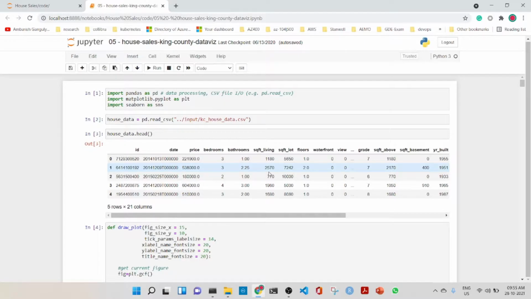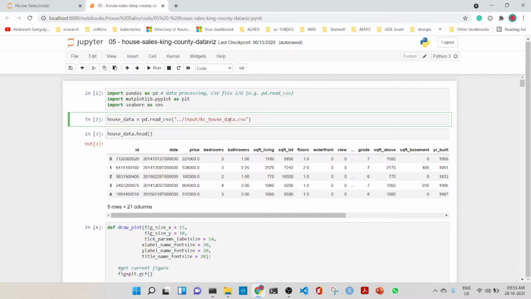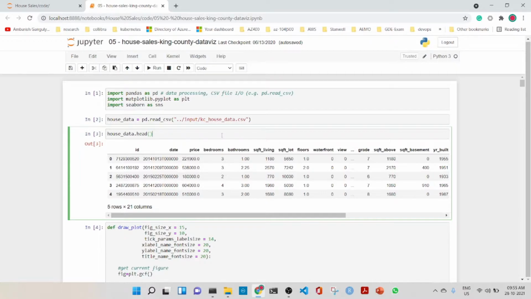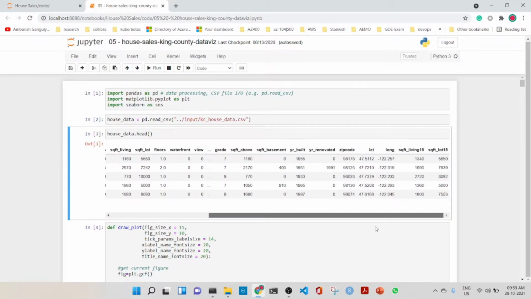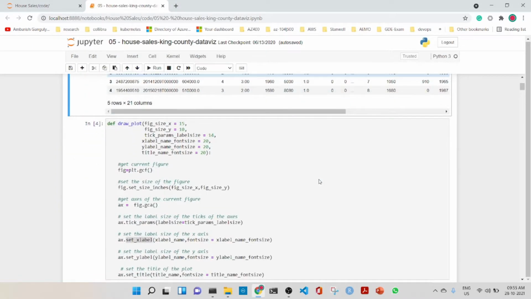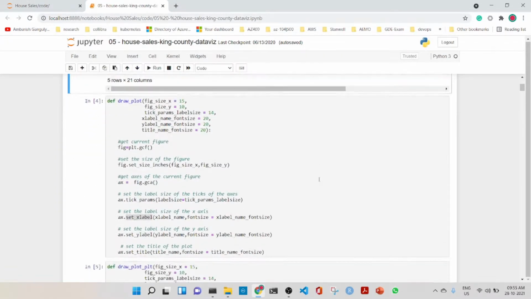So let's jump in. First, we import the three libraries, pandas, matplotlib, and seaborn. Next, we are reading the CSV file and seeing the first 5 rows. We are seeing it and it has got 21 columns. The next function is very important.